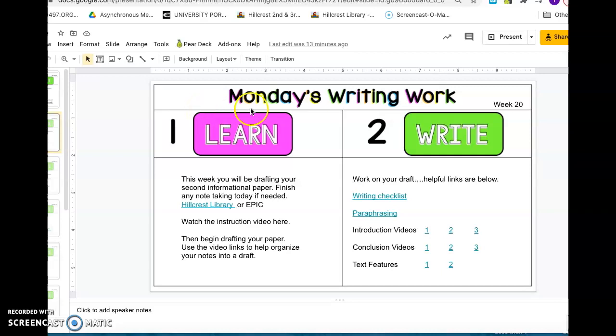Okay, everybody, for writing this week, what you're going to do is draft your second informational paper. So this is what your slide looks like for today, and it will look similar the rest of the week. So today, Monday, if you need to finish any note-taking, go ahead and go to the library website or to Epic, finish taking your notes.